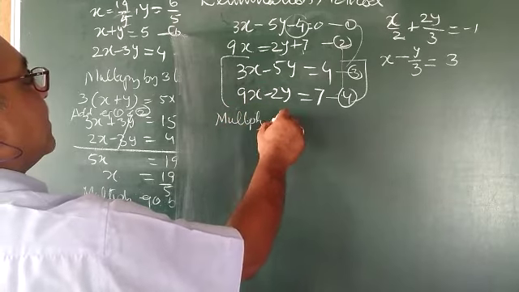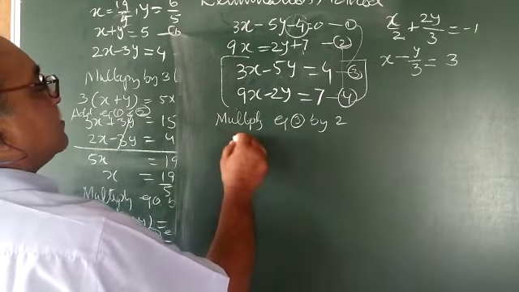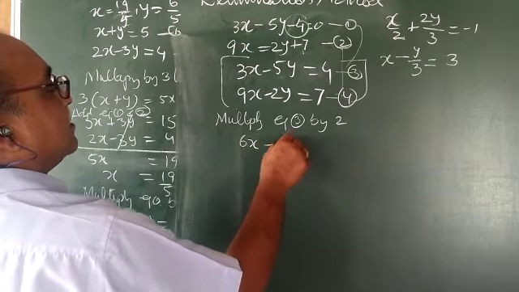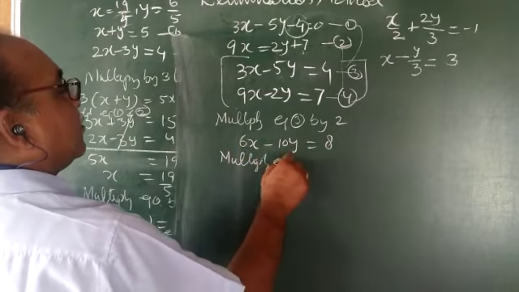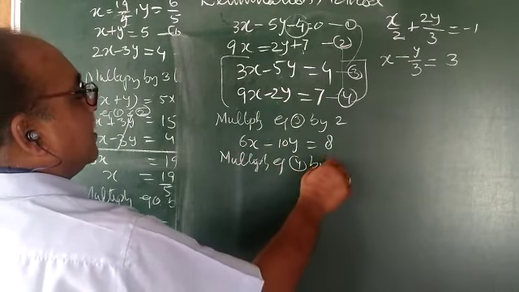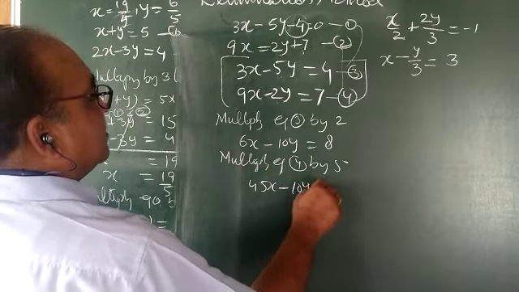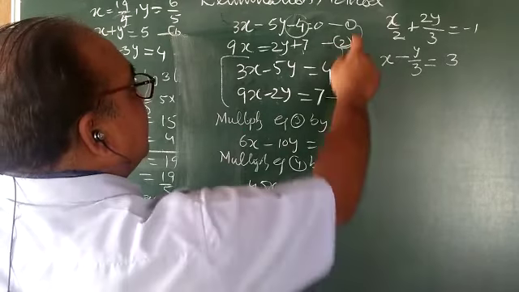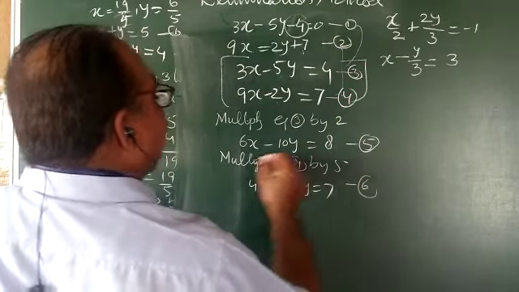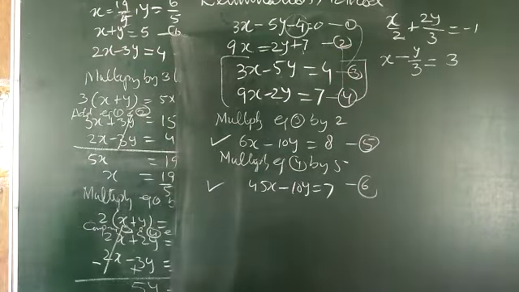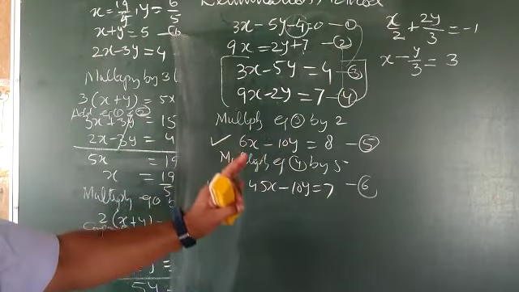Multiply equation 3 by 2 to make it 10. So what becomes? It becomes 6x minus 10y is equal to 8, and multiply equation 4 by 5. Multiplying by 5, what will happen? 45x minus 10y is equal to 7. So these equations become equation 5 and equation 6. Now we will take equation 5 and equation 6. So you can eliminate 10y by subtraction, and then you will get the value of x.